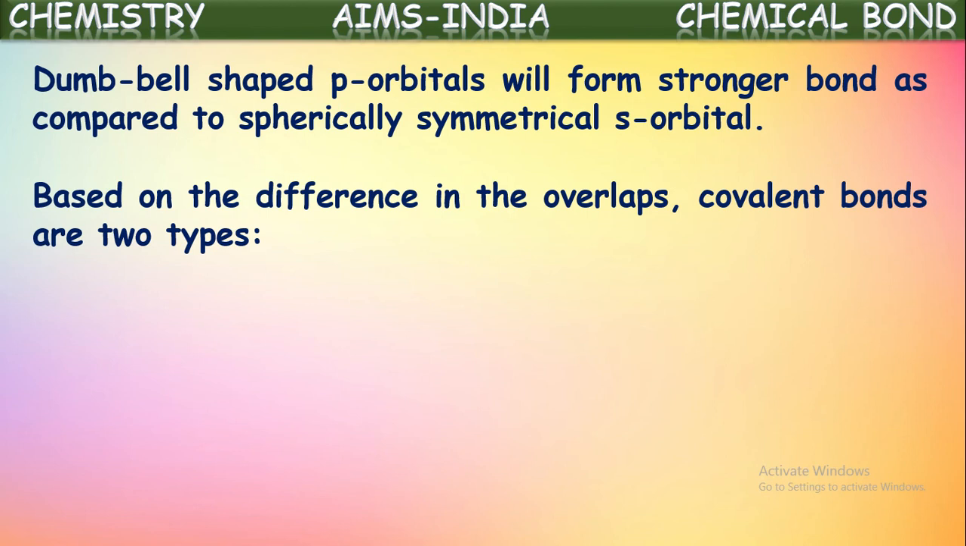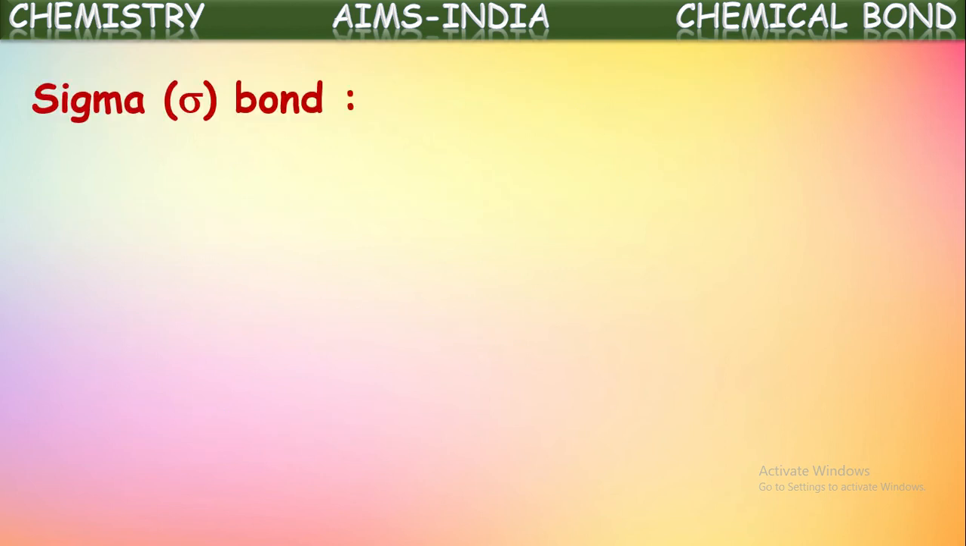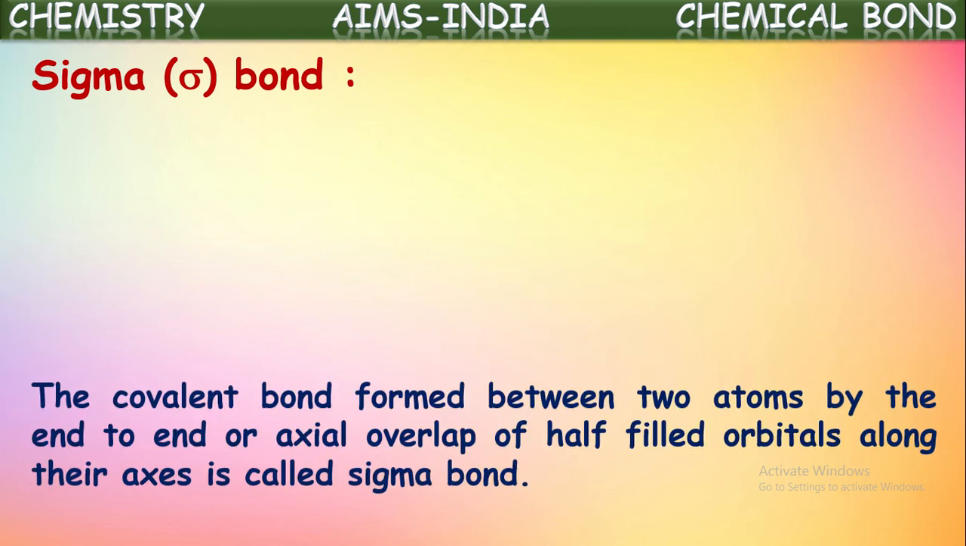Based on the difference in the overlappings between the atomic orbitals, covalent bonds are classified into two types. They are sigma bond and pi bond. So based upon the type of overlapping existing in the formation of covalent bond, these covalent bonds are classified into two types. They are sigma bond and pi bond. First let us see about sigma bond.